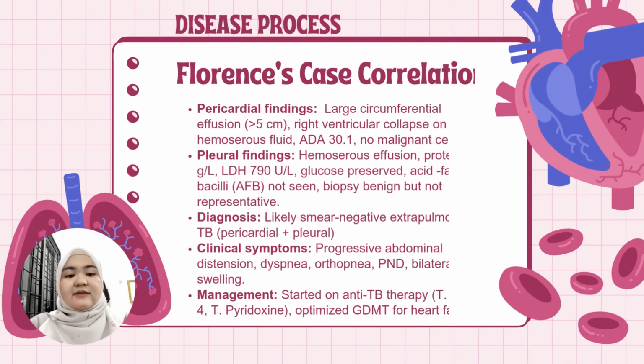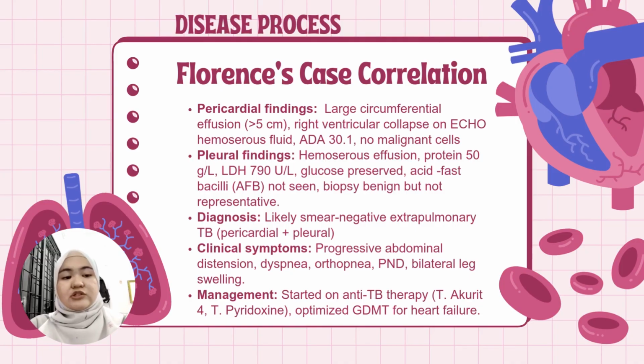In Florence's case, the clinical findings strongly support a diagnosis of extrapulmonary tuberculosis involving both the pericardium and pleura. Echocardiography showed a large circumferential pericardial effusion measuring more than 5 centimeters with evidence of right ventricular collapse, indicating cardiac tamponade physiology. The pericardial fluid was hemoserous with an ADA level of 30.1 and no malignant cells were detected. Pleural fluid analysis also demonstrated a hemoserous effusion with a high protein level of 50 grams per liter and elevated LDH at 790 units per liter, while glucose was preserved. Acid-fast bacilli were not seen, and pleural biopsy results were benign but not representative, which is consistent with smear-negative pleural tuberculosis.